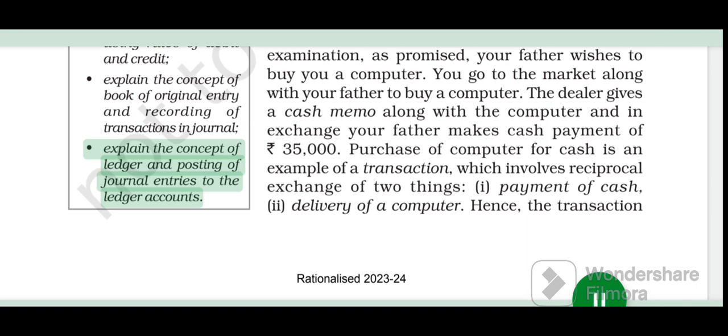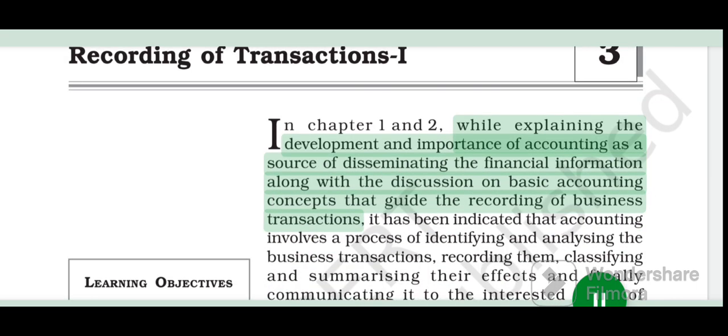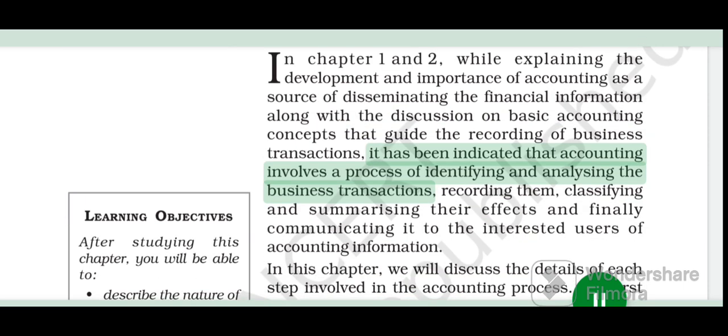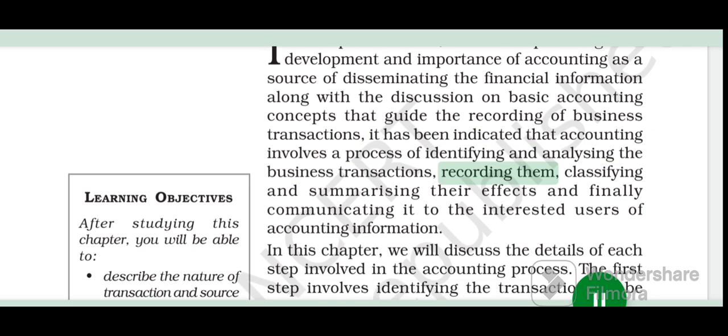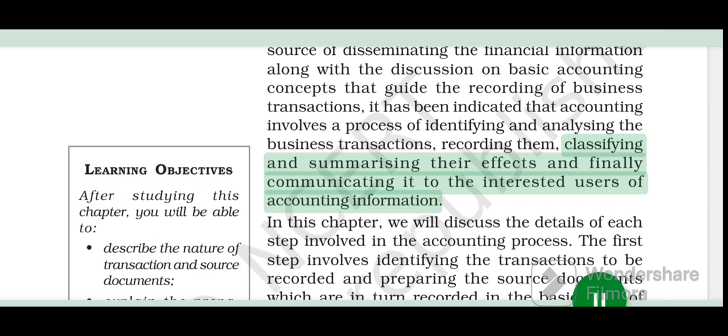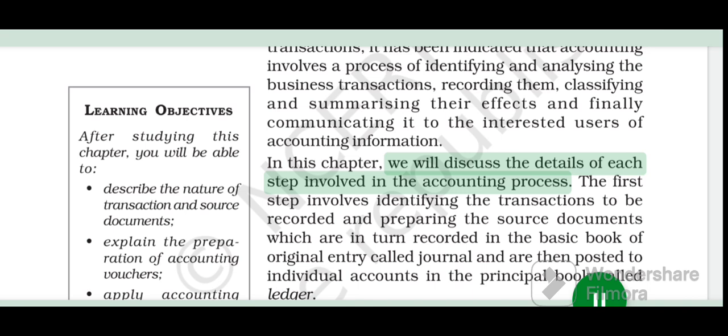In Chapters 1 and 2, while explaining the development and importance of accounting as a source of disseminating financial information, along with the discussion on basic accounting concepts that guide the recording of business transactions, it has been indicated that accounting involves a process of identifying and analyzing the business transactions, recording them, classifying and summarizing their effects, and finally communicating it to the interested users of accounting information. In this chapter, we will discuss the details of each step involved in the accounting process.